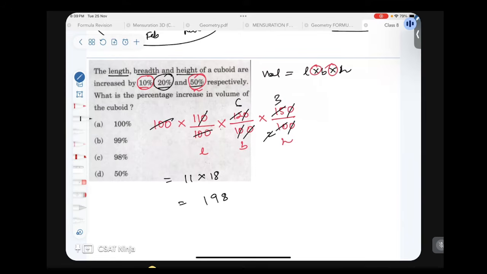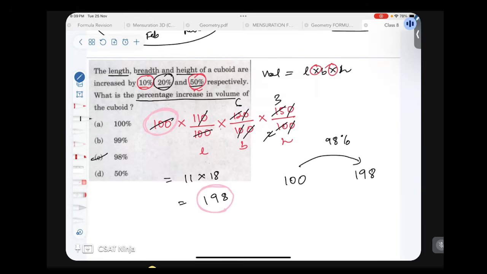Earlier, I assumed this one as the volume. Earlier, the volume was 100, and now the volume has become 198 because of the increase of this tree. How much is increased? Earlier it was 100, and now the new volume has become 198. We are just asked to find the percentage increase in volume. 98 is increased, so the answer here is 98%. Are we clear with this?